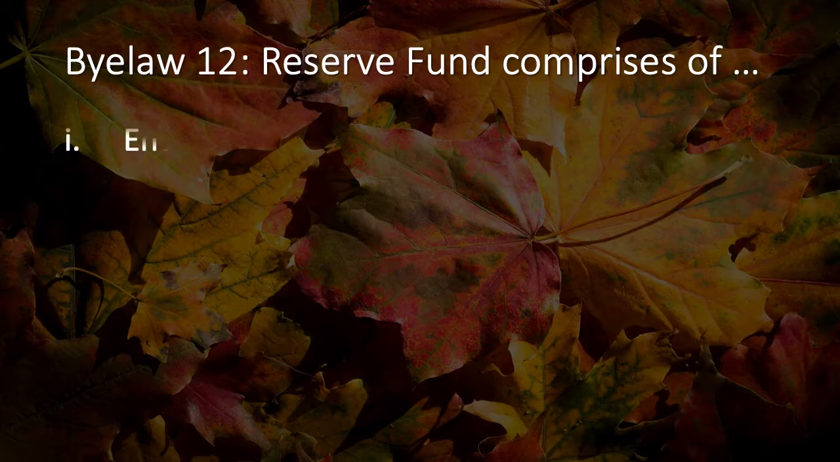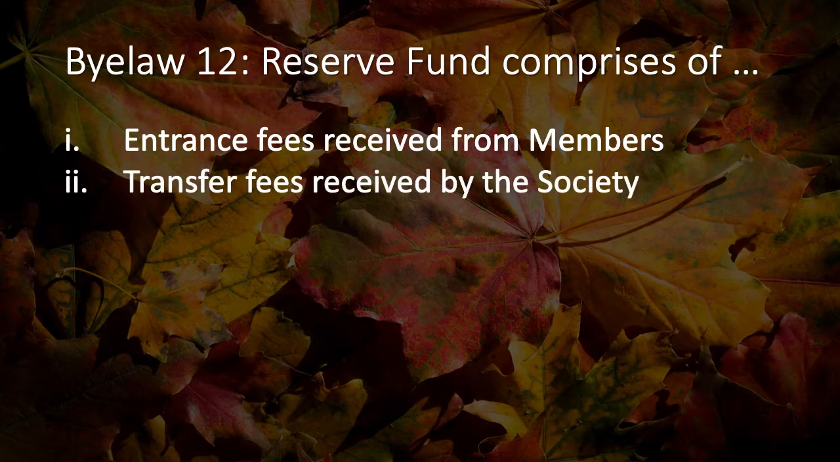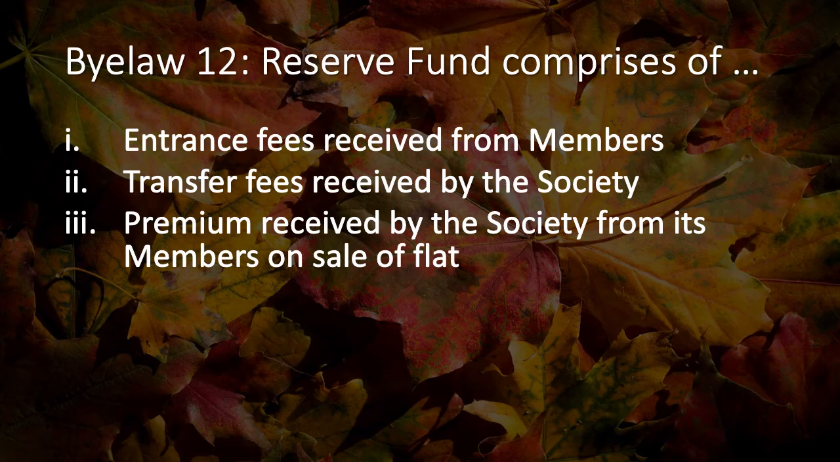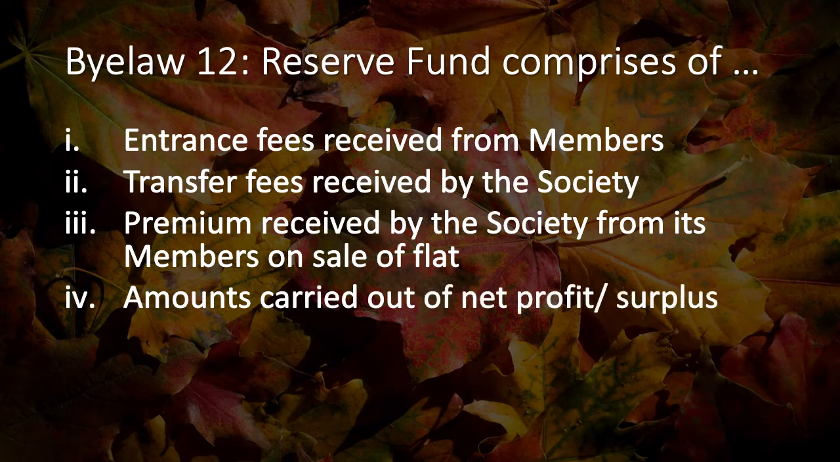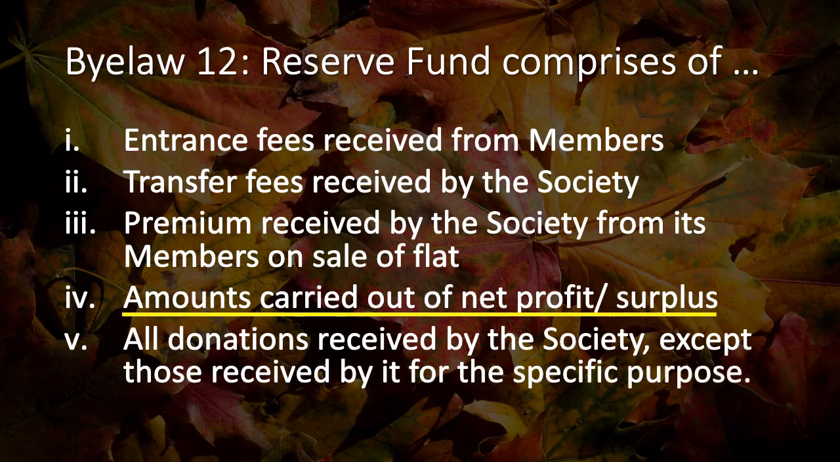Now, a reserve fund will comprise of entrance fees that are received from members, transfer fees received from society members when they sell their flat, premium received on the sale of the flat from the member, and amounts that are carried from the profit or surplus. So these are the various headings, and of course we also have donations which have been received by the society, except those which are received by the society for a specific purpose. So this comes into the third category, which was restricted funding.